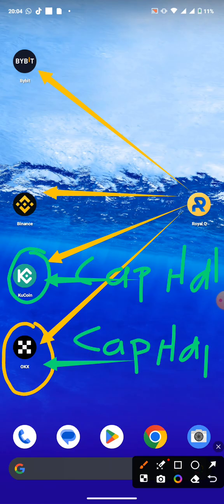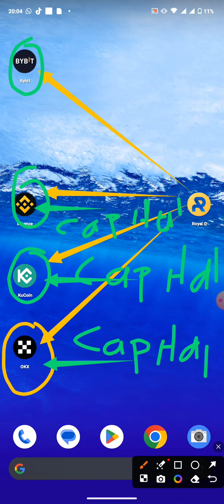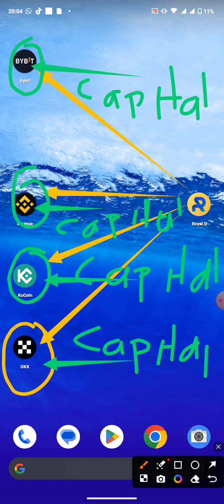The same case with Binance. Your capital will stay in Binance. The same case with Bybit. Your capital will stay in your Bybit.